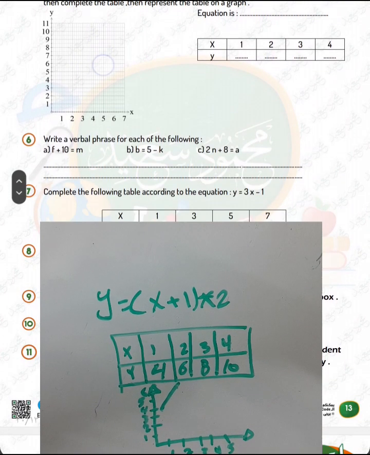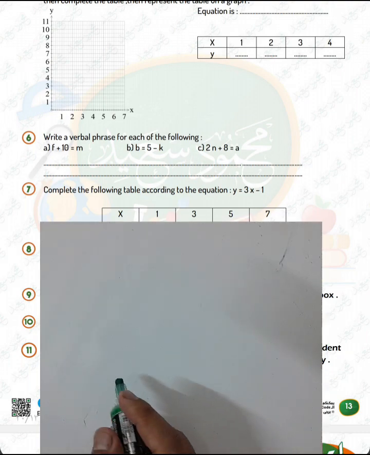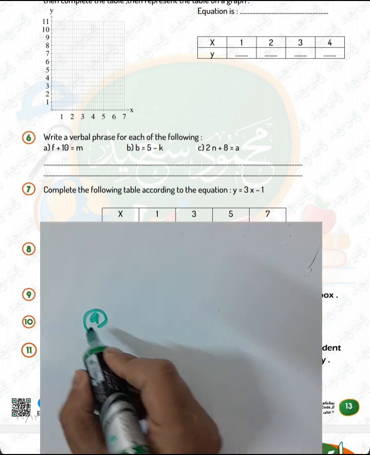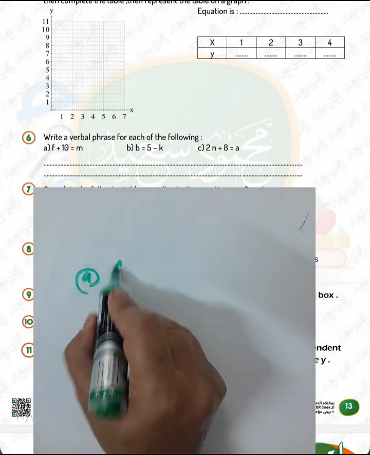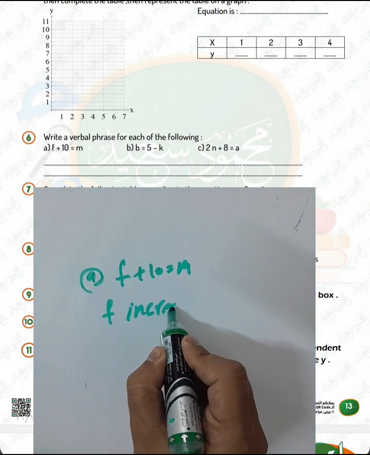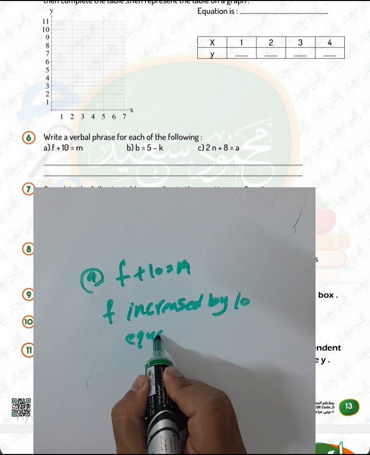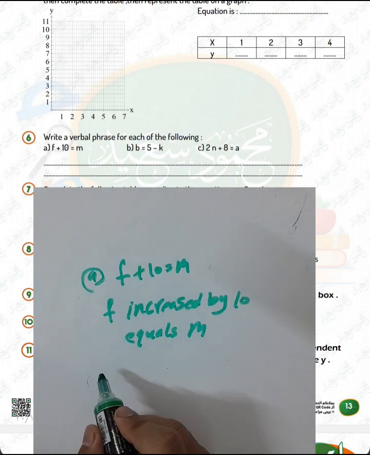Okay. Question number 6. Write a verbal phrase for each of the following. Letter A: f plus 10 equals m. We can write f more than 10 equals m, or f increased by 10 equals m.